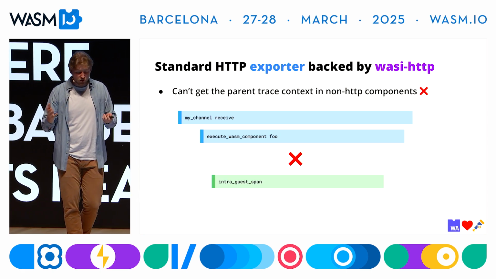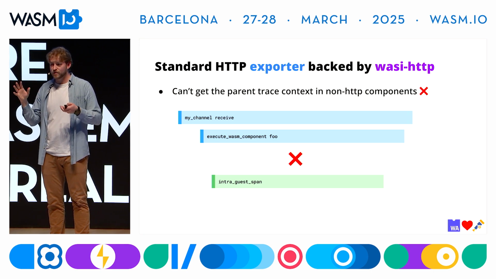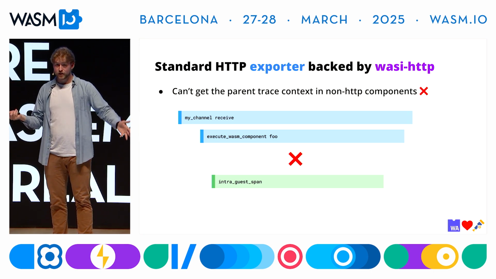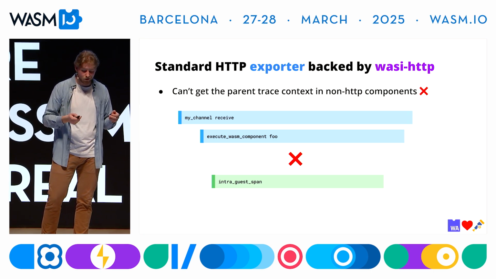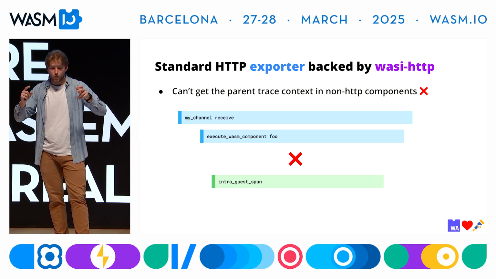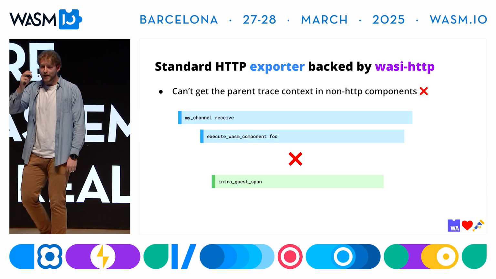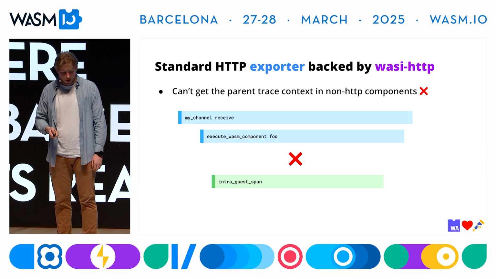But you're kind of just screwed if you're using non-HTTP components where there's not standards for how to pass this trace context. For example, if you're listening on like a Redis channel, you have your my channel receive span, then your execute WASM component foo span, and then the guest is going to emit this, but it has no way to get this parent trace context and tie into that.